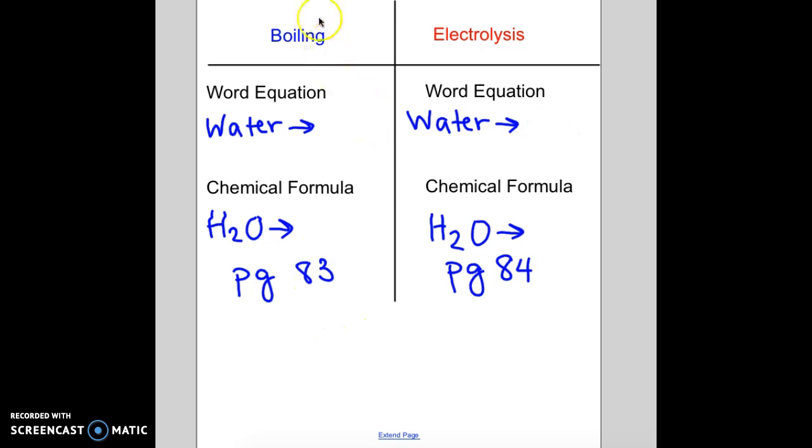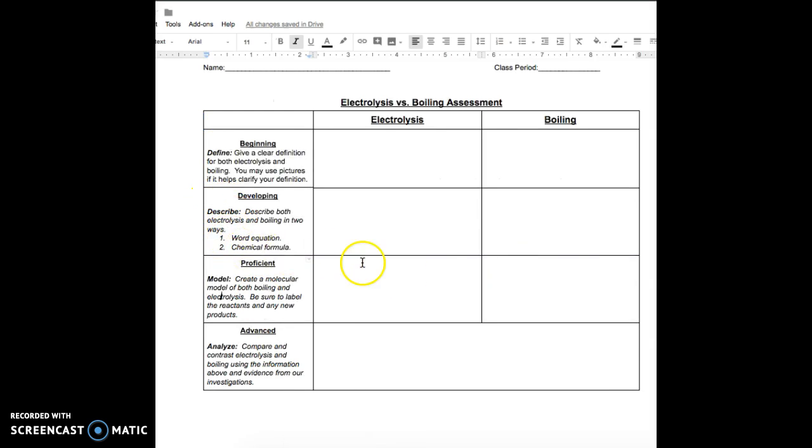So if you look on page 83 in your book, it will walk you through the word equation and the chemical formula for boiling. And if you look on page 84 of your book, it will walk you through the word equation and chemical formula for electrolysis. Then, once you've gotten that information figured out, you can copy it to this box on your assessment.